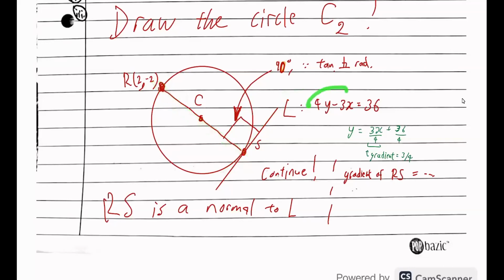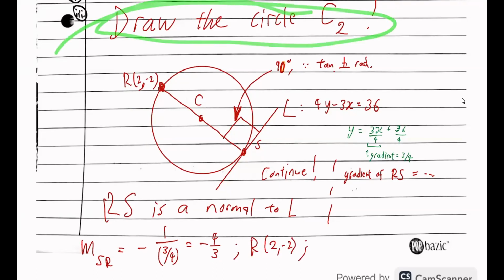The tangent line equation, the gradient is 3 over 4. Minus 1 divided by 3 over 4, so -4 over 3. So m_SR equals -4 over 3, and then you have point R. So then you can just do point slope. Yes, exactly. Clever question, right? You have to draw the picture, then you understand. Must draw. Once you draw it, it's very clear.